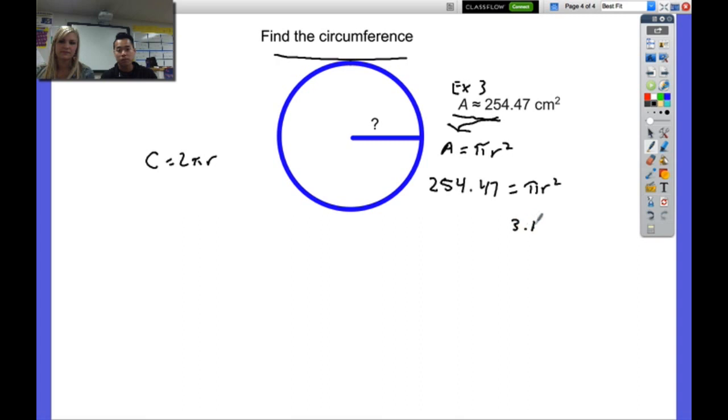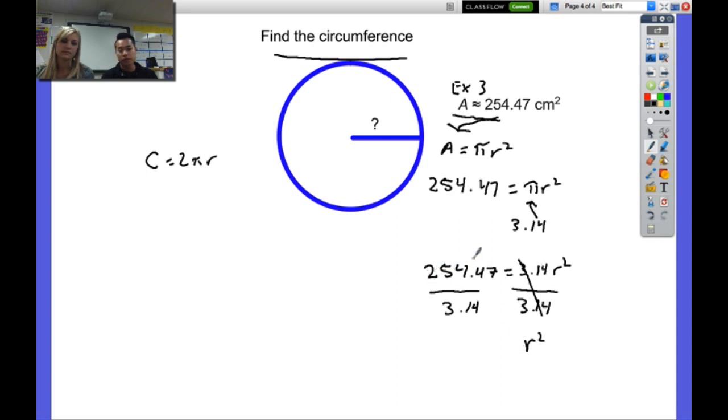Next, I'm going to take this 3.14, I'm going to put it in for pi, and I get 254.47 is equal to 3.14 times radius squared. And again, this 3.14 is tied to this radius squared by multiplying. You guys should be seeing a pattern now. To undo that, we would divide that side by 3.14, and we're going to do it to the other side. And this goes away, becomes r squared. It just simplifies down to 1 r squared, so you just drop that down.